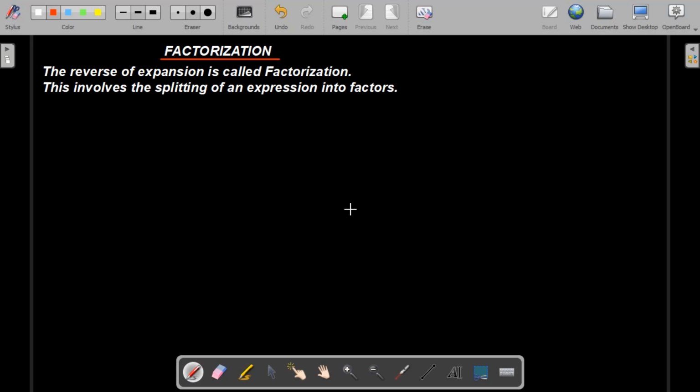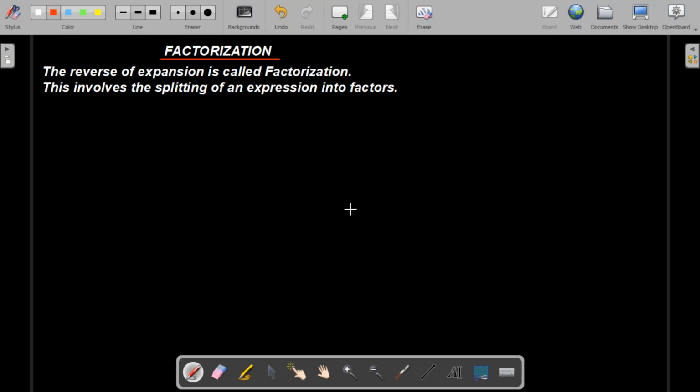So we're going to talk about factorization, which is the opposite. I said in the previous video that factorization is the opposite of expansion. So the reverse of expansion is called factorization. What does it mean when they say factorization? This involves the splitting of an expression into factors. That is what we call factorization.